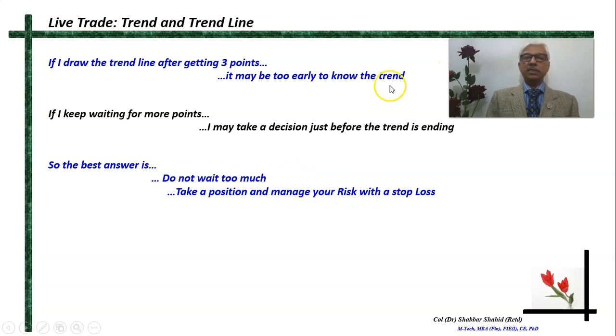Do not wait too much. The moment you get 3 points, you get a clarity whether it is an uptrend or a downtrend. Of course, you also have to see the volumes and other things, which, because it is not concerned with this lesson, I have not gone into those details. But once you take a position, you have to manage your risk with a stop loss. Ideal thing to do would have been to keep trailing the stop loss. Anyway, in this case, there was no question of trailing the stop loss because the market immediately started moving downwards. But had it gone up, then it would have been a wise thing to keep trailing the stop loss as we discussed in the previous lesson.